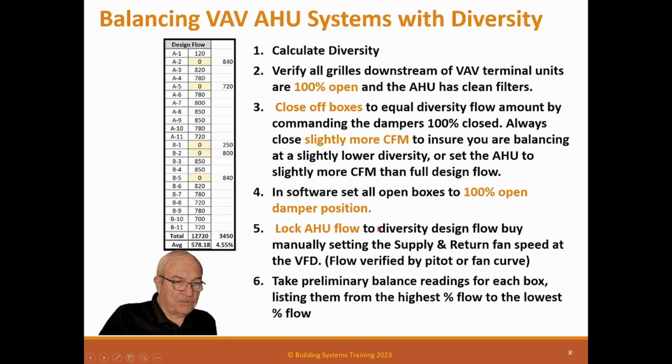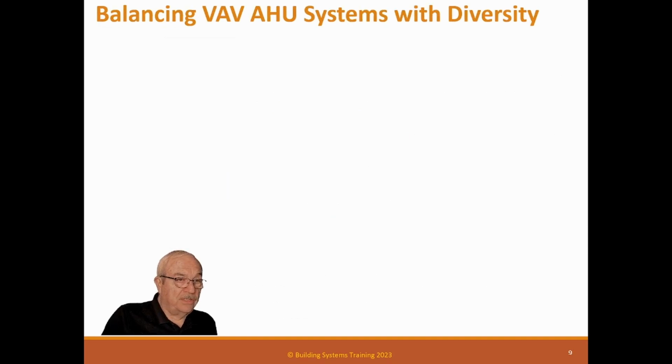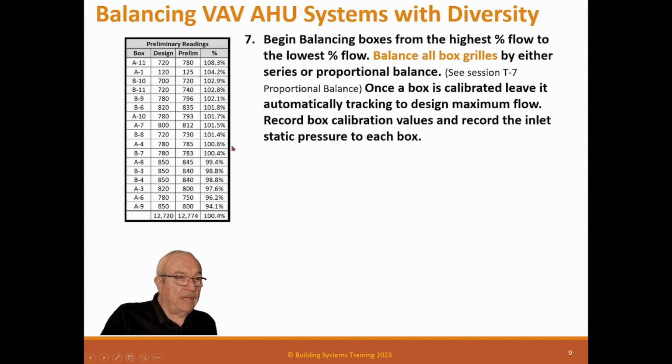Take preliminary balance readings for each box. So you're going to run around your building, and this doesn't take very long. A lot of guys groan at this, but it doesn't take long. And you're just going to take a reading on all your grills per box. Add them up. That's your box flow, and then you're going to list those. You're going to begin balancing. You're going to list those from the highest percentage flow to the lowest percentage flow. And this is your preliminary reads. So this is a preliminary reading, and that's what they're going to be. Now, these are all made up, of course, so they may be drastically different than I have here.